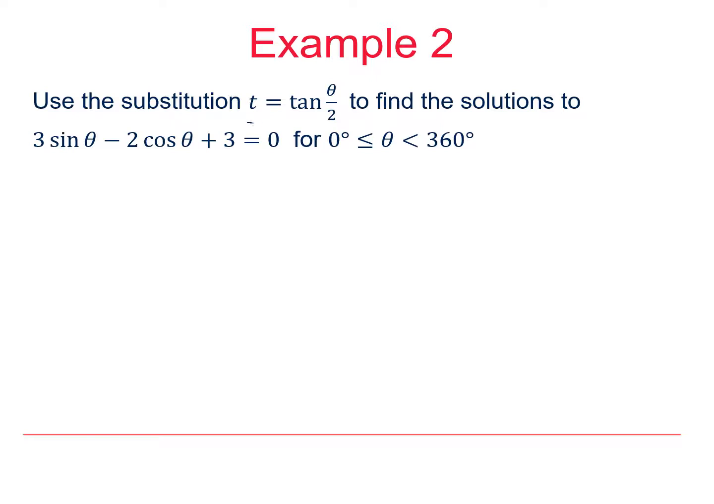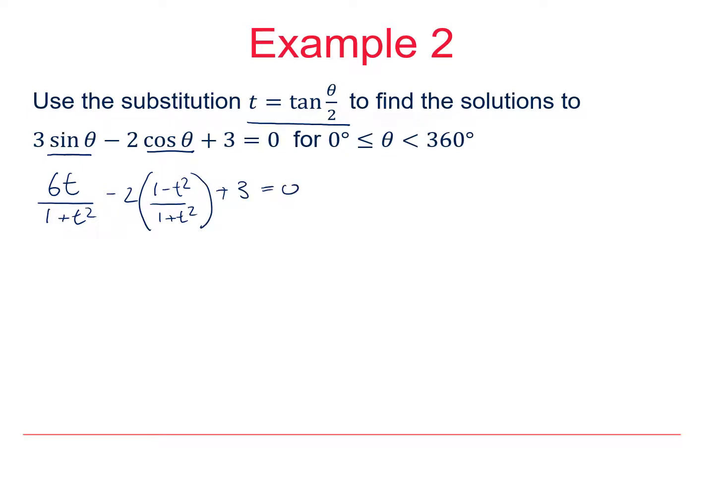In this example, we're asked to use the substitution t equals tan theta over 2. So we're going to need to use the t formula for expressions for both sine theta and cos theta. So sine theta is 2t over 1 plus t squared multiplied by 3. That will give me 6t over 1 plus t squared. The expression for cos theta is 1 minus t squared over 1 plus t squared. And then there's the plus 3, and that all equals 0.